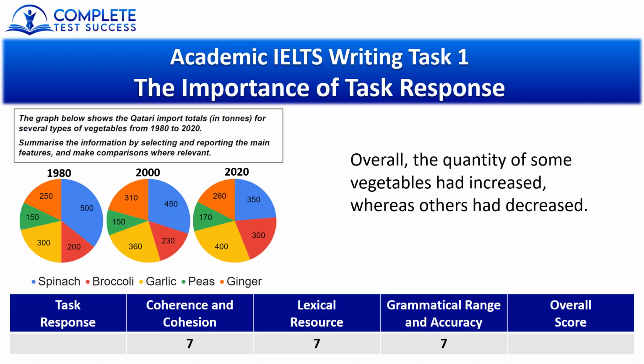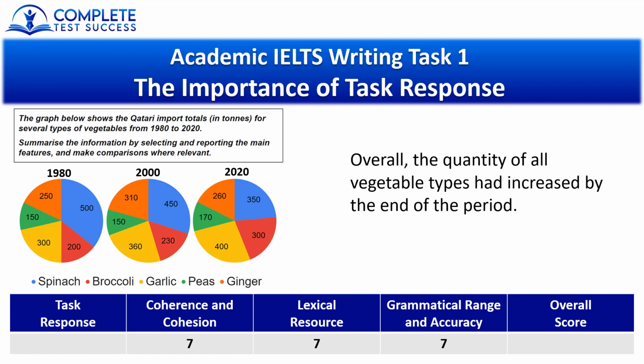So next, I'm going to change the overview with a more significant mistake to help you understand how to avoid that and to see how it affects our score. So this time the overview says, overall, the quantity of some vegetables had increased, whereas others had decreased. Now this time it's too vague. That's not clear enough. We're saying some vegetables and other vegetables, but we could have guessed that already. So for this, our task response score goes down to a band 5, and the overall is still 6.5.